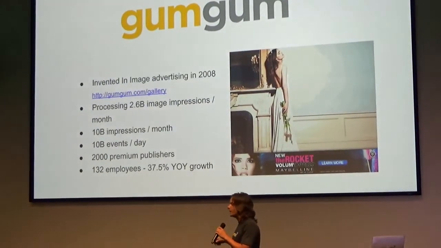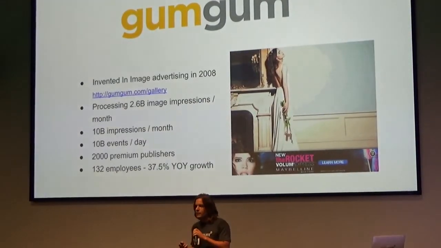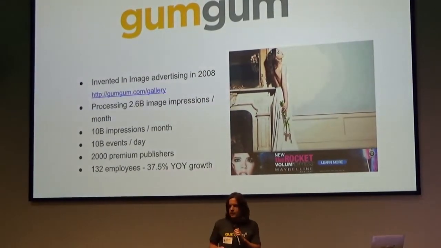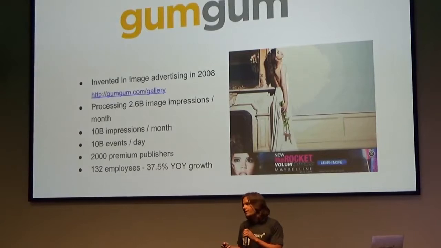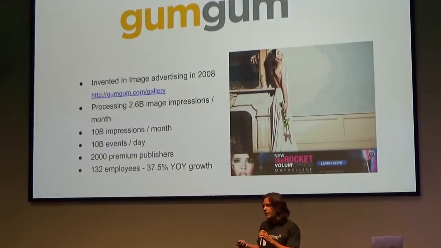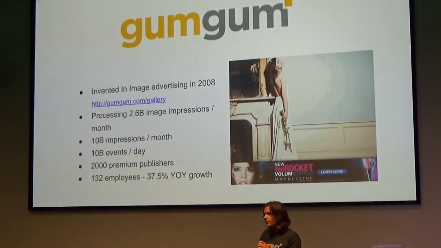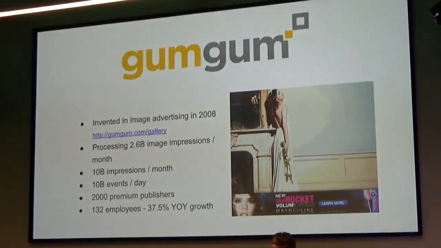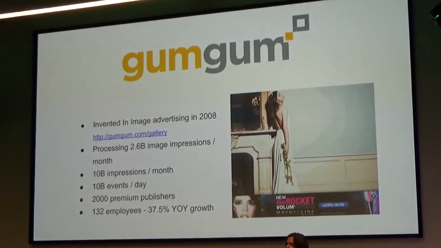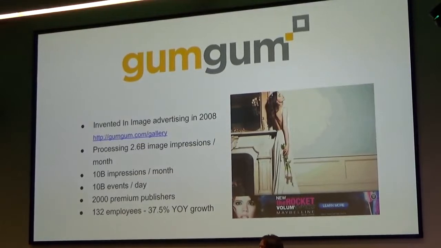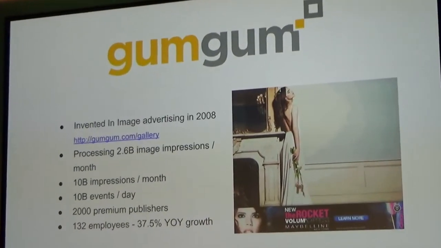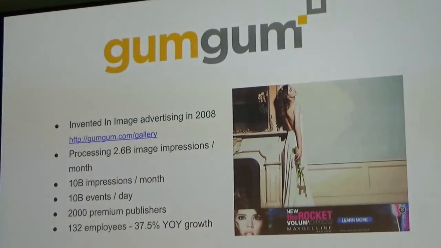So we have image recognition technologies. We are able to detect objects inside images, and according to what we can detect, we serve relevant ads on top of these images. So we have a very high viewability because people usually, when they browse websites, focus first on images, so they see our ads first.